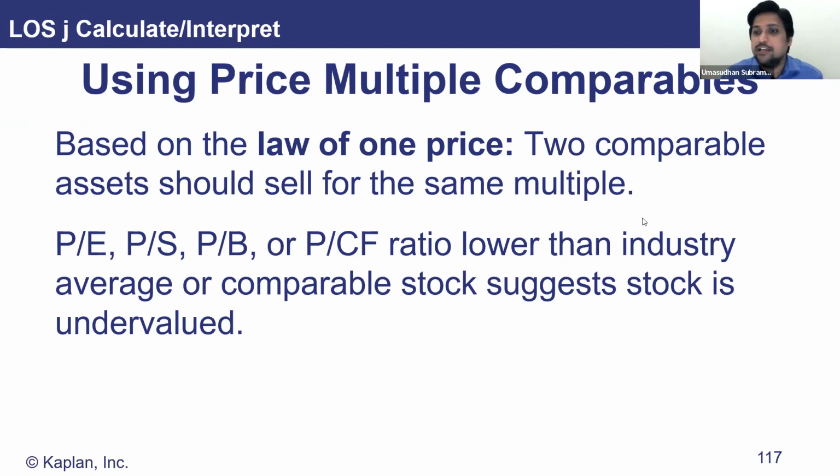If companies are trading at higher multiples, you still might buy them. For example, Apple. If you think about the Apple share, it's trading at an above industry average multiple, but people still buy it because there's a lot of investor confidence in the stock.